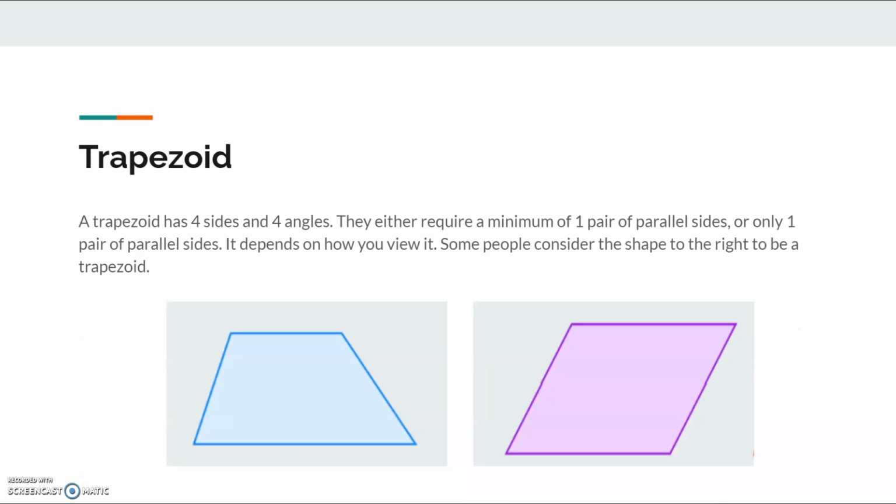Trapezoid. A trapezoid has four sides and four angles. They either require a minimum of one pair of parallel sides or only one pair of parallel sides. It depends on how you view it. Some people consider the shape to the right to be a trapezoid.